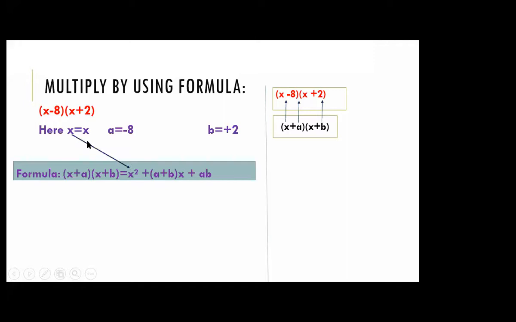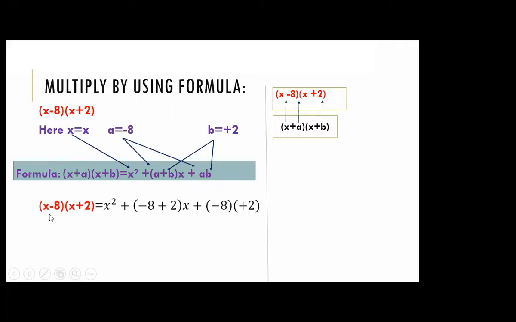Now in the solution we are going to put the value of x over here, a over here, and b in the second term and in the third term of the formula. So let's begin our solution. First copy down the question: x minus 8, x plus 2 is equal to x square plus, copied from the formula, minus 8, that is the value of a, plus the value of b, 2, then x from the formula, then plus is copied, and the values of a and b are minus 8 plus 2. Don't forget to put these values within brackets.